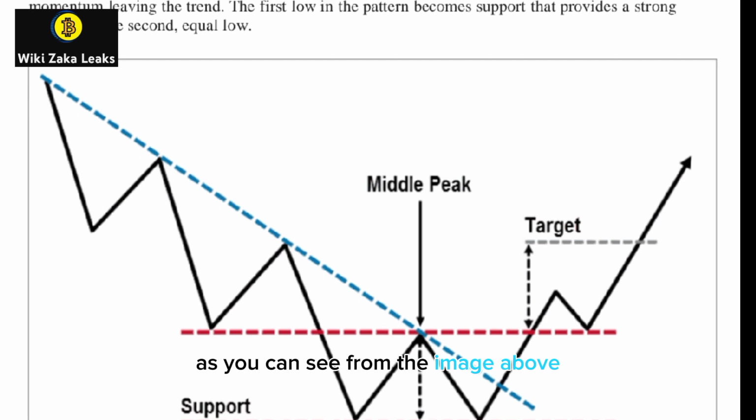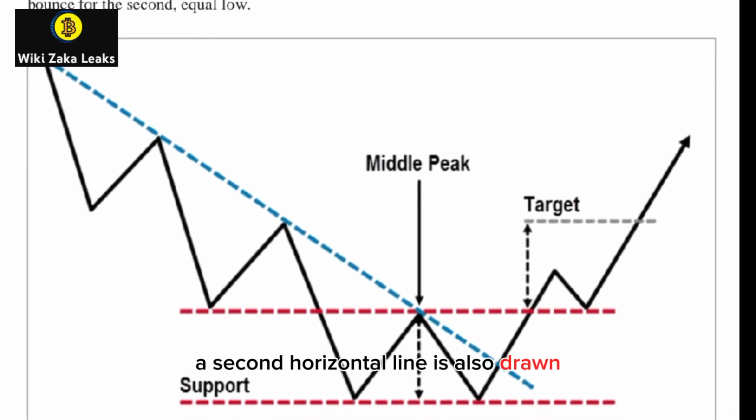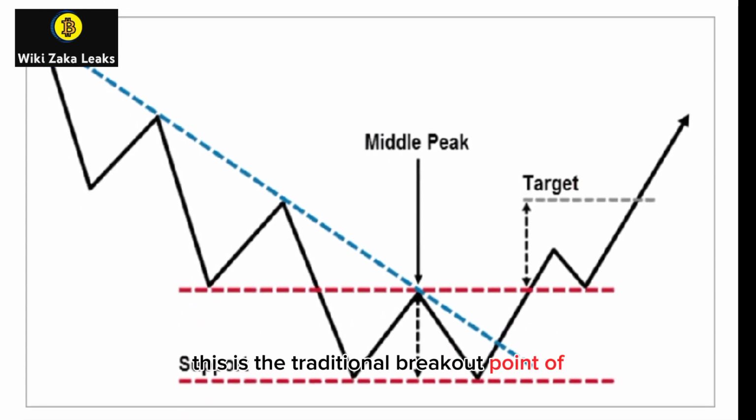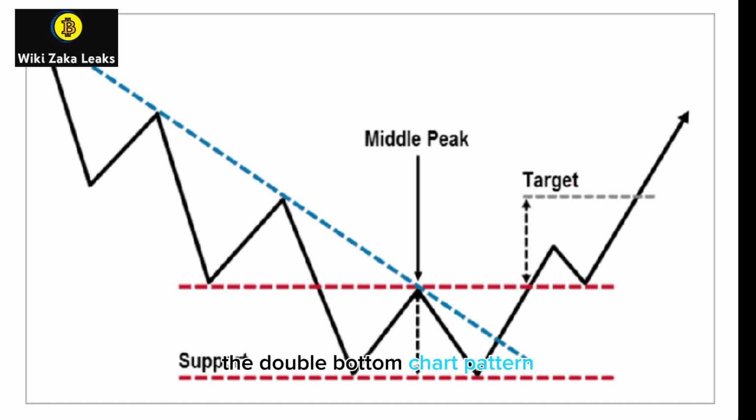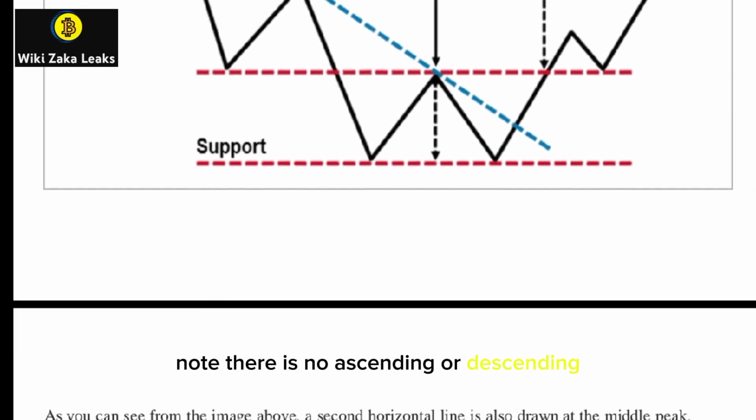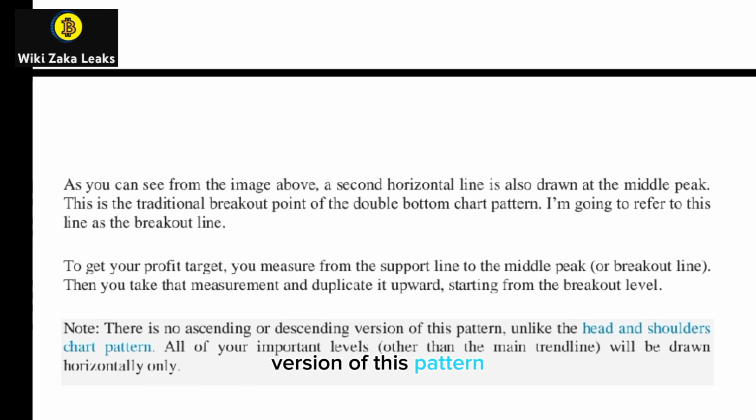As you can see from the image above, a second horizontal line is also drawn at the middle peak. This is the traditional breakout point of the double bottom chart pattern. I'm going to refer to this line as the breakout line. To get your profit target, you measure from the support line to the middle peak, or breakout line. Then you take that measurement and duplicate it upward, starting from the breakout level. Note, there is no ascending or descending version of this pattern, unlike the head and shoulders chart pattern. All of your important levels, other than the main trend line, will be drawn horizontally only.